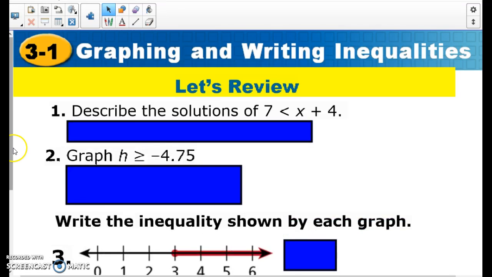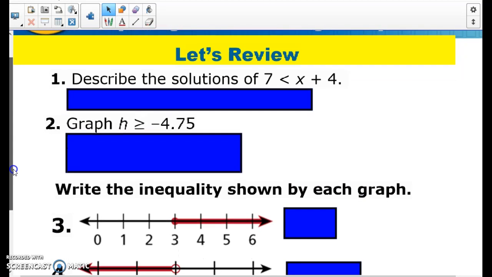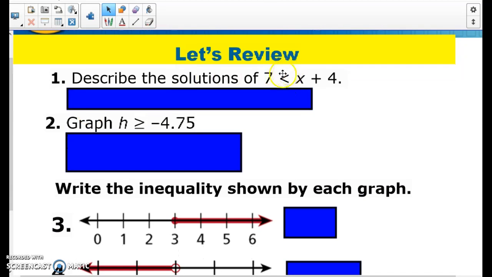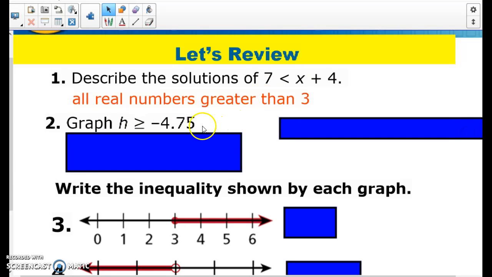All right, and then kind of a wrap up. So describe the solution. 7 is less than x plus 4. I have a plus 4, so I'm going to minus 4. So I have x is greater than 3. And that's what it says. All real numbers greater than 3.